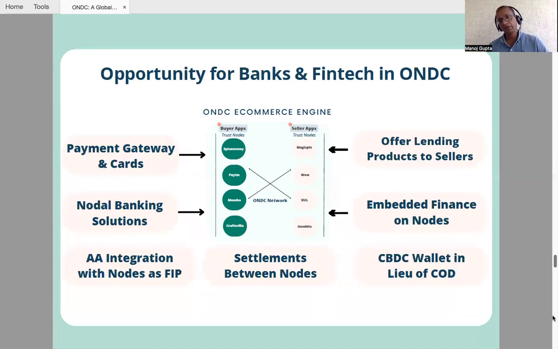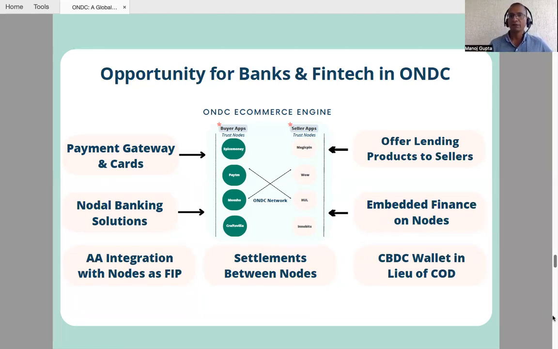A lot of opportunity for fintech. I talked about lending. For banks, there are opportunities to be enablers of settlements between nodes. That's another opportunity I've seen for banks. They can create nodal banking solutions, which are required in ONDC. If you are offering a credit card, you can create a buyer app and lock in your credit card so that only your credit card can be used on the buyer app, and therefore promote your credit card on the ONDC network.